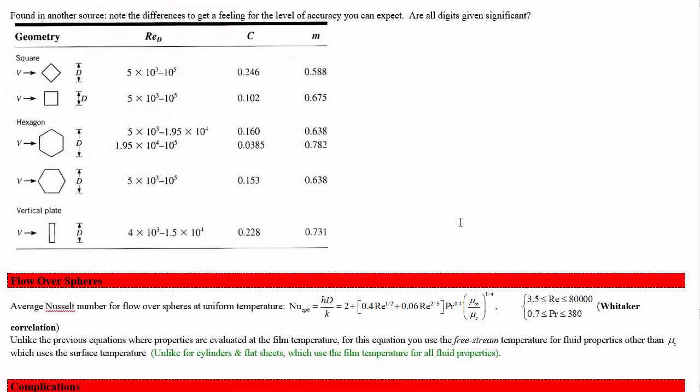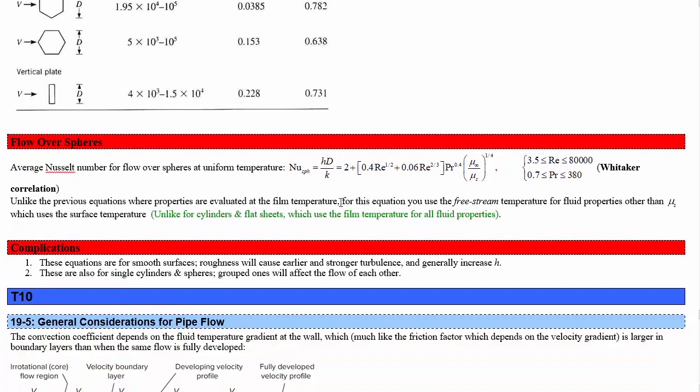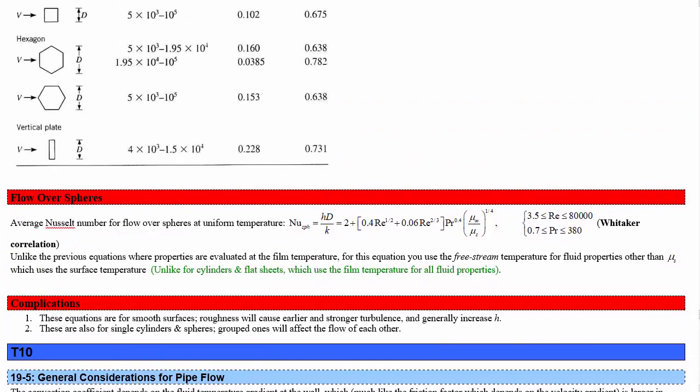Now, flow over spheres is the last thing that we're going to talk about here. Flow over spheres, average Nusselt number for flow over spheres at a uniform temperature is given by the Whittaker correlation. Now this one is, so spheres are a little bit simpler. We've got just one formula for that rather than the plots and different charts. But one thing that is different is the Whittaker correlation uses the free stream temperature for everything except for mu-s, which uses the surface temperature.